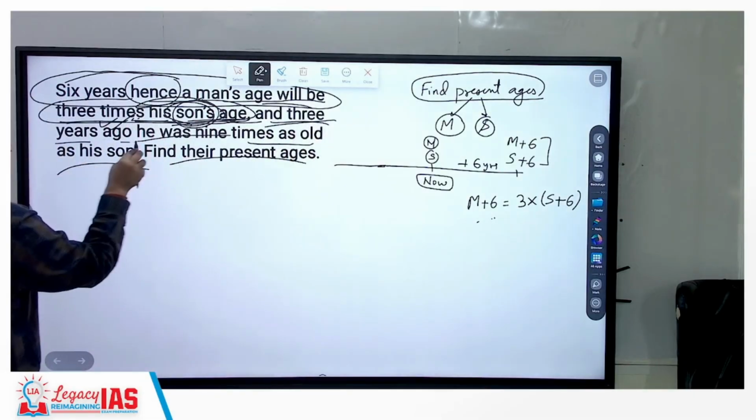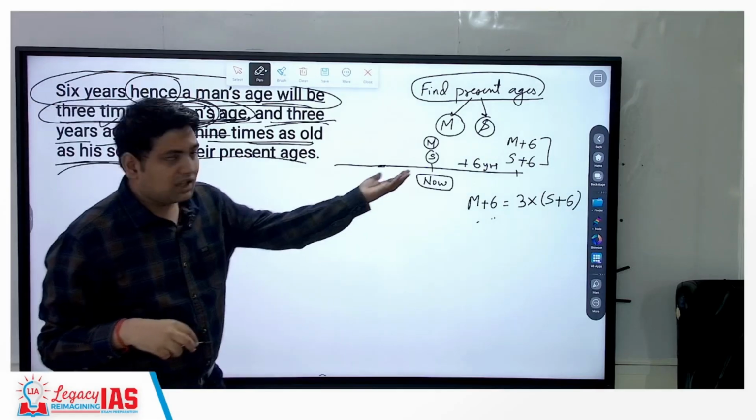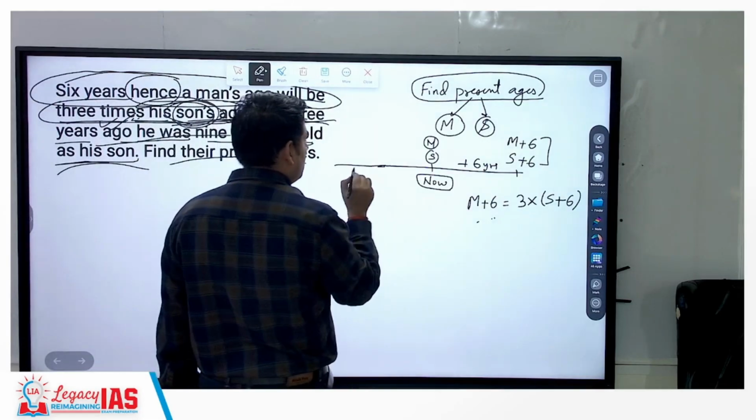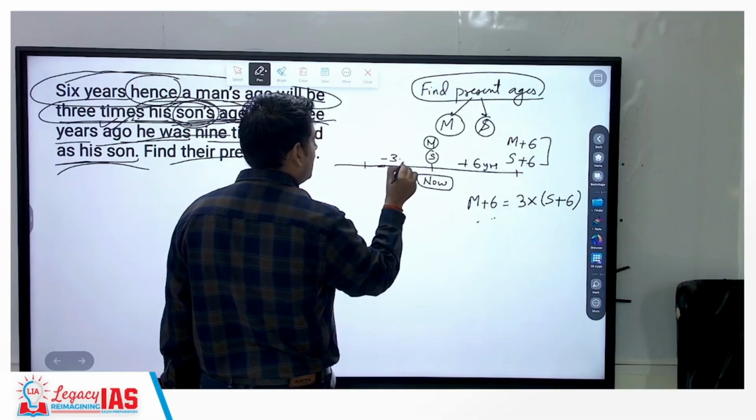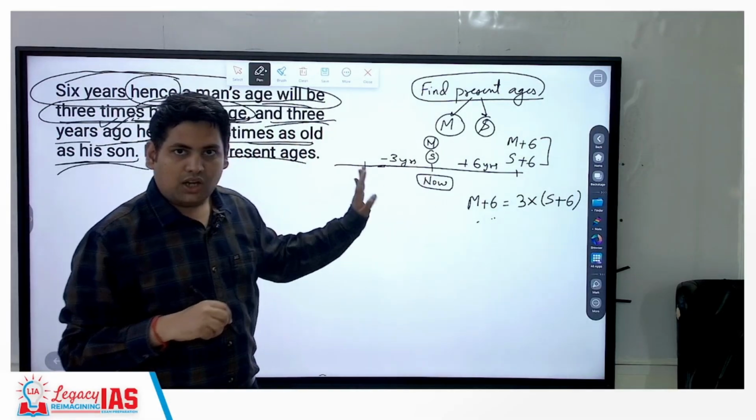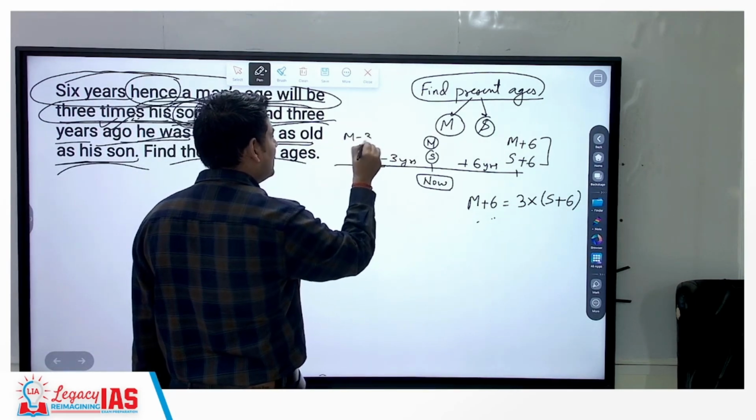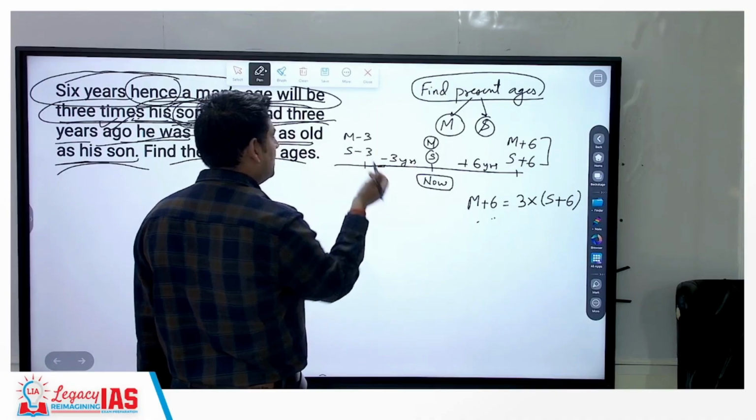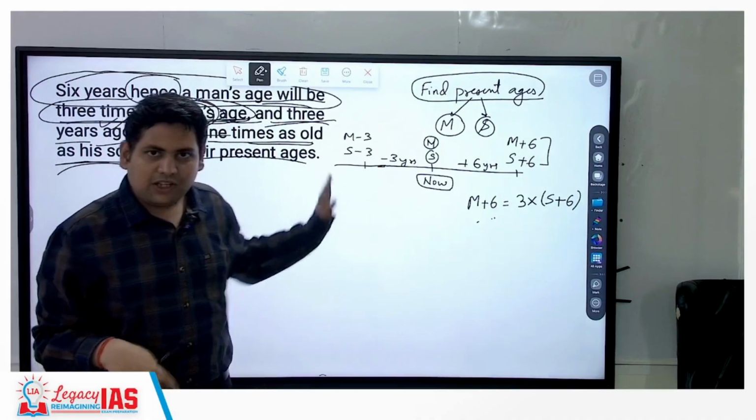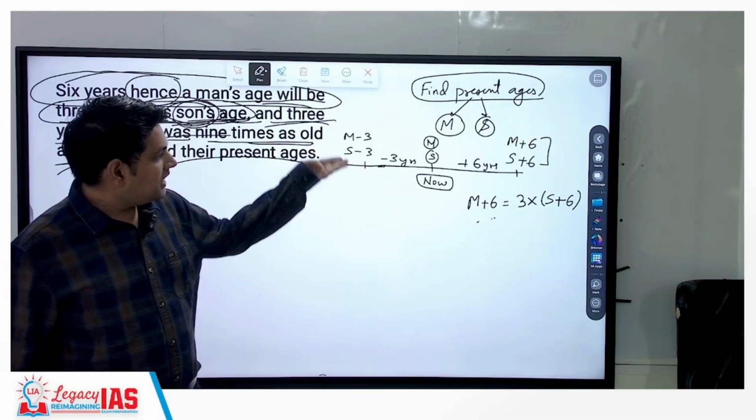And 3 years ago, he was 9 times as old as his son. Now 3 years ago, so from now you go minus 3 years. Correct? What do you get 3 years ago? His age will be 3 years less. First, 3 years before, everyone was 3 years younger. So m minus 3, s minus 3.